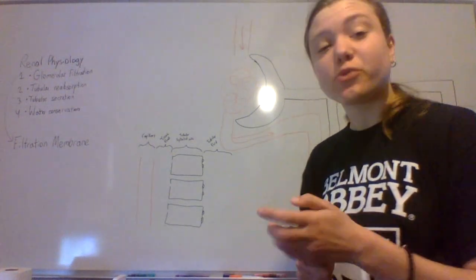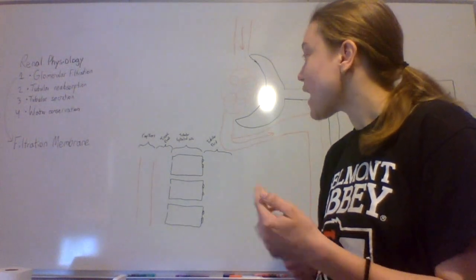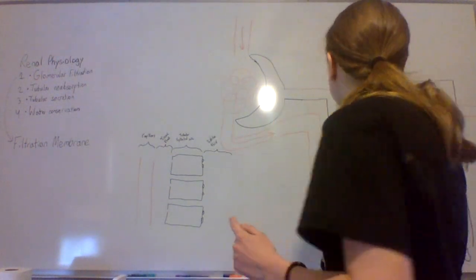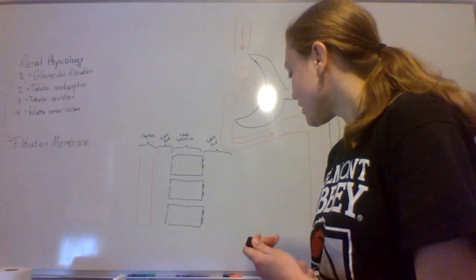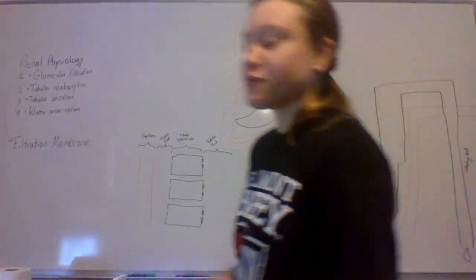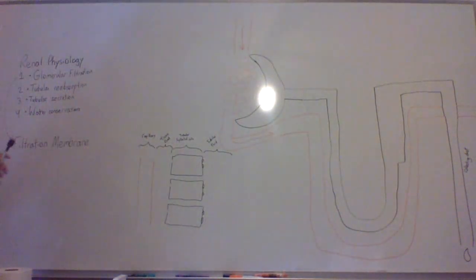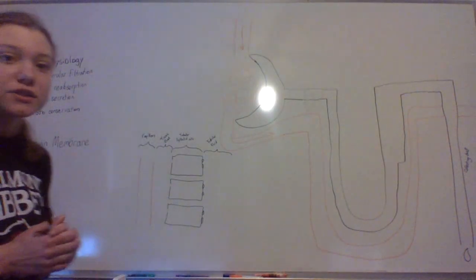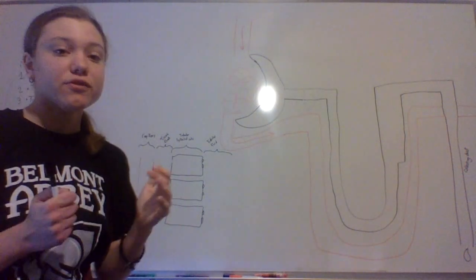Alrighty, this is going to be renal physiology, so how we form urine, essentially. There are 4 steps in renal physiology that I wrote here, which you probably can't even see, but they are glomerular filtration, tubular reabsorption, tubular secretion, and water conservation. So the first step is glomerular filtration.